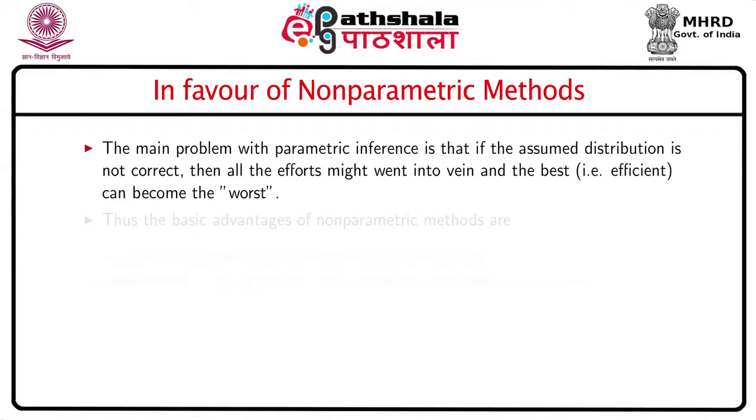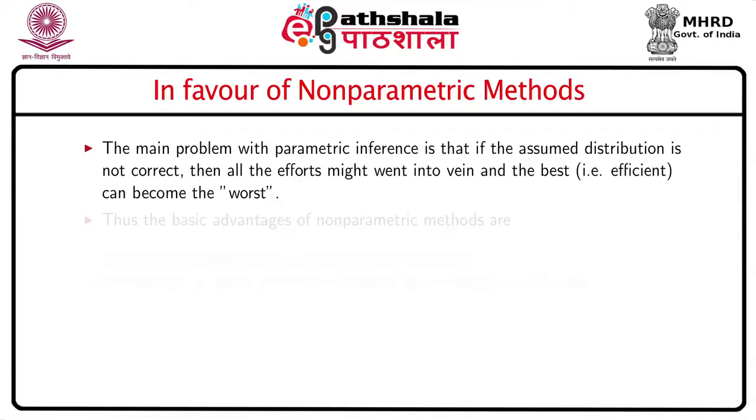The main problem with parametric inference is that if the assumed distribution is not correct, then all the efforts might go in vain and the best, that is the efficient, can become the worst. For example, in the sales data we used a t-test without knowing its distribution. So we find some p-value and some t-statistic, but the results are not valid as the distribution of the data is far from normal. If we adopt non-parametric methods in such cases, then we can accommodate non-normal data for analysis efficiently.